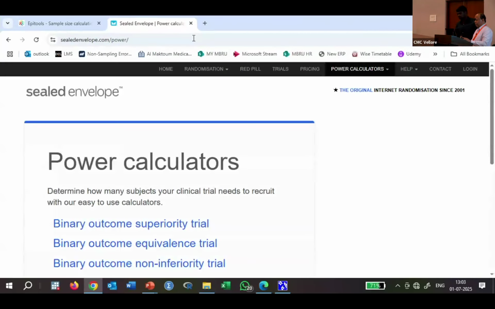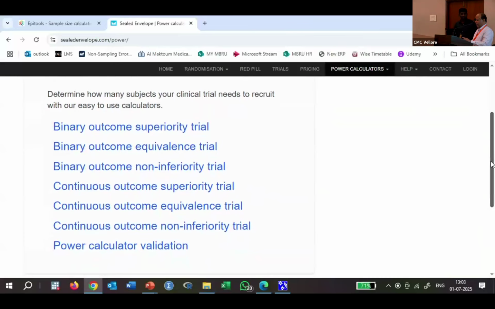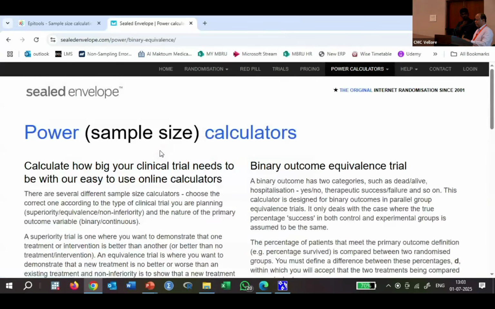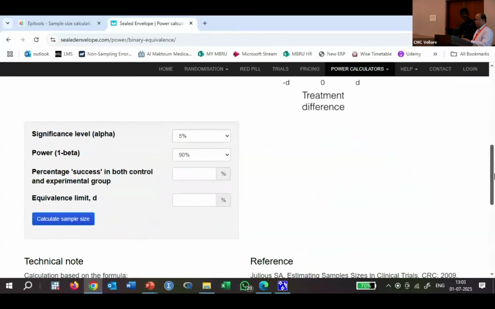Binary outcome, power calculators. Equivalence trial, non-inferiority trial, and so on. Let us take binary outcome, equivalence trial. Significance level 5%, power is 80%. Let us make it as 80%.